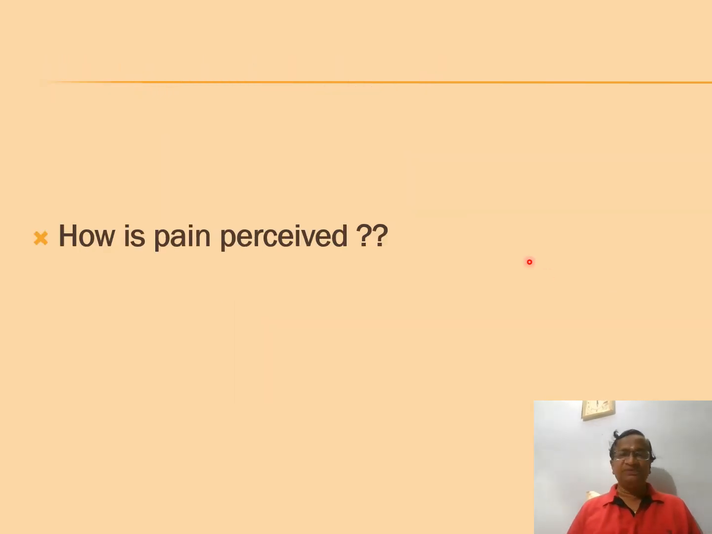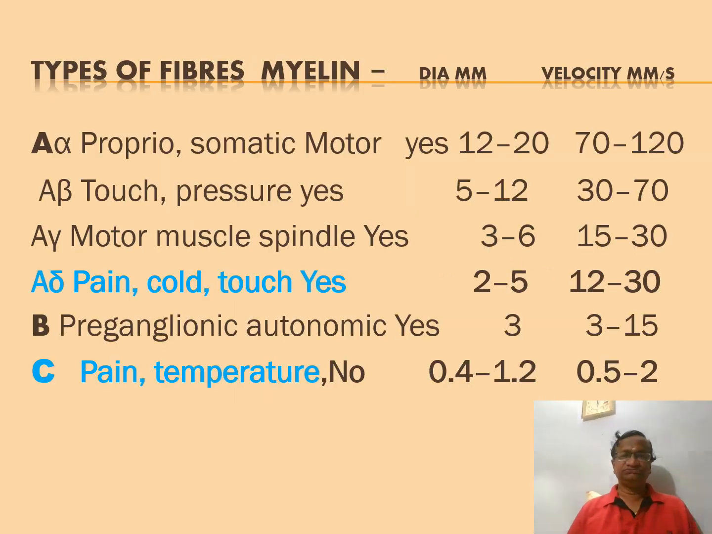Now, how is pain perceived? We know A delta fibers and C fibers. This is myelinated, this is unmyelinated. This is the diameter we can see here. This is for first pain and this is for the second pain.